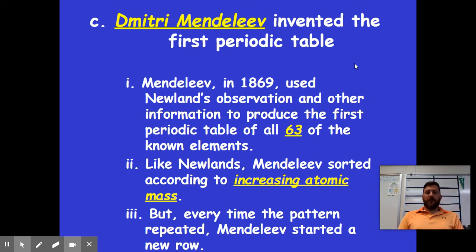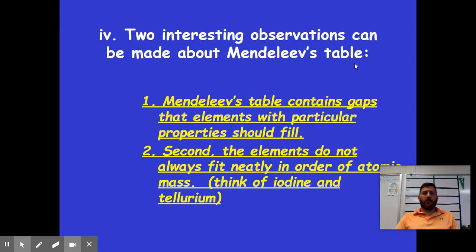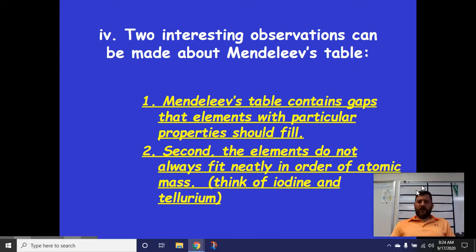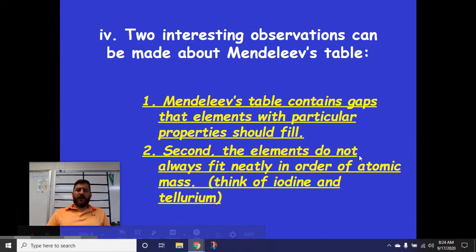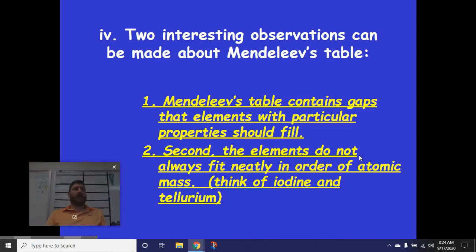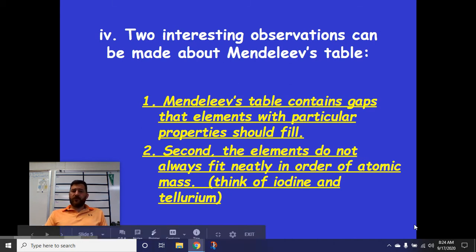Every time a pattern repeated, Mendeleev started a new row. Two interesting observations about Mendeleev's table: it contained gaps that elements with particular properties should fill, and the elements didn't always fit together neatly. Think about iodine and beryllium. Iodine actually weighs less than beryllium, which was right before it. So it's one of the exceptions.